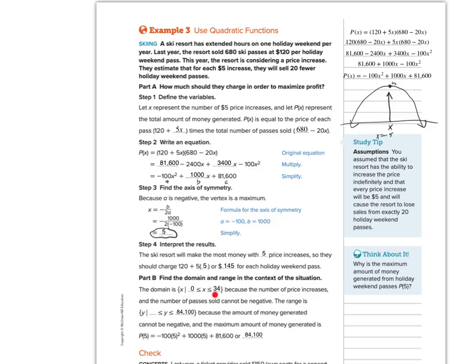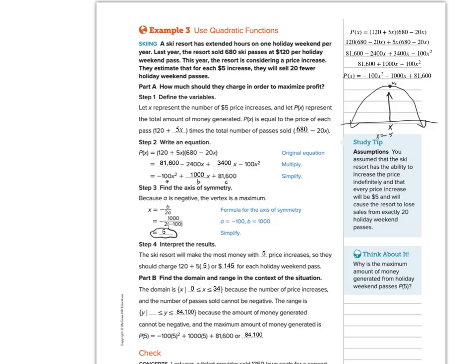The domain is somewhere between 0 and 34, because if they keep taking away the number of price increases, eventually we would have a negative value. So that's why there is a maximum number of price decreases or price increases that they can do, because then they would sell 0 tickets.